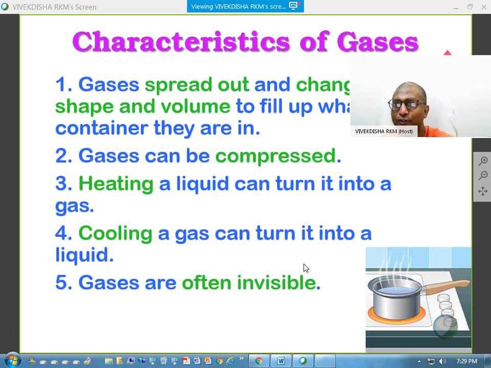And gases are often invisible. Generally, we cannot see it. If there is a color, only then you can see it. So gases are often invisible. Sometimes they are visible if they have color. And that time they may ask you a question: can you name 2 gases where we find color? And we have seen that.